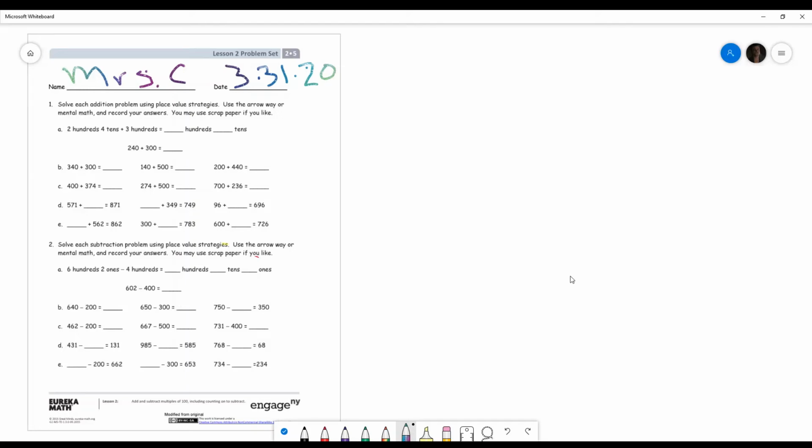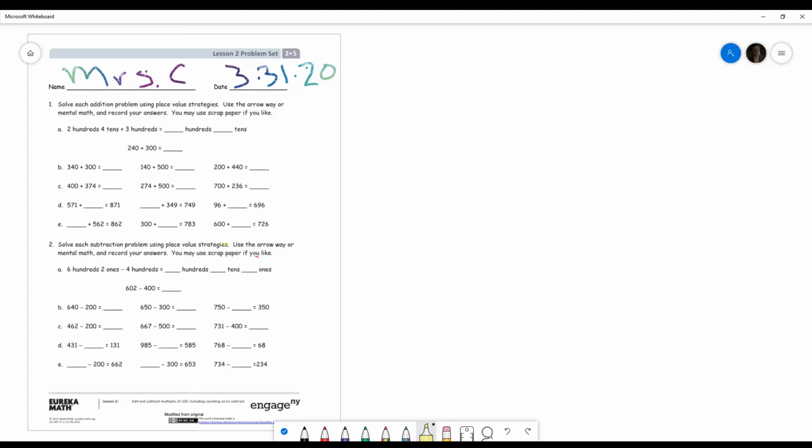This is instruction on how to do lesson 2 problem set. So I got my name on my paper. Let's look at the first one. Number 1 says solve each addition problem using place value strategies. Use the arrow way or mental math and record your answers. You may use scrap paper if you'd like. The arrow way we did in problem set 1, and mental math is doing math in your head.